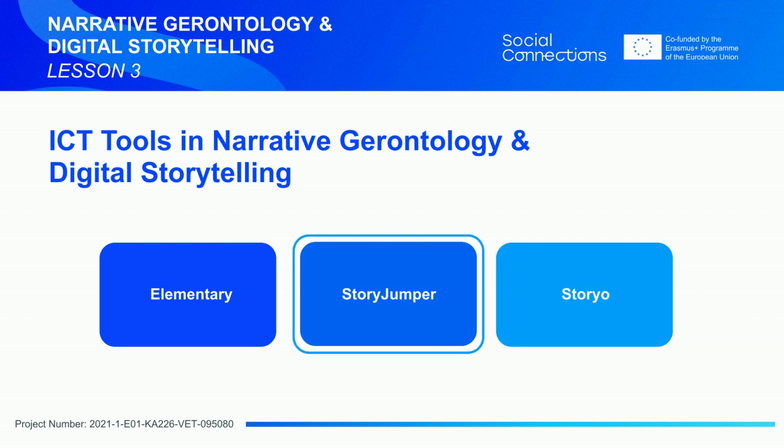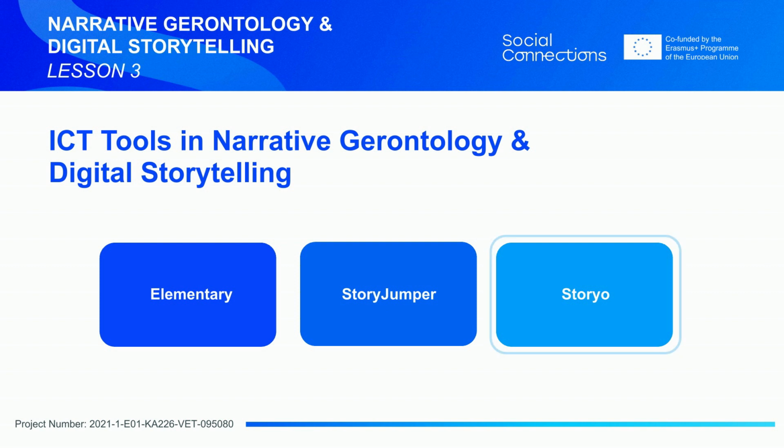Story Jumper is an online platform that allows teachers and students to create their stories and narrate them by adding voice files to text and images. Users only need a free account to enjoy the features of the platform, but there are also paid options that allow them to download and print their stories in the format of a book.